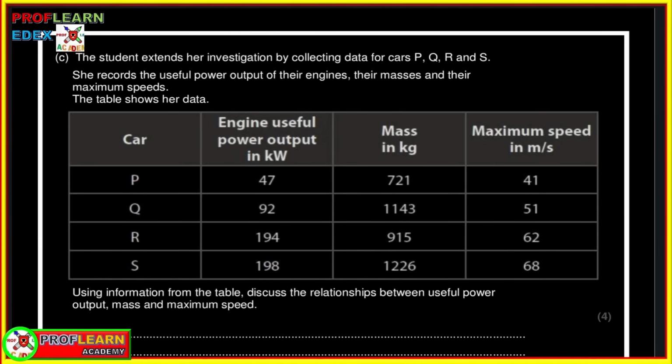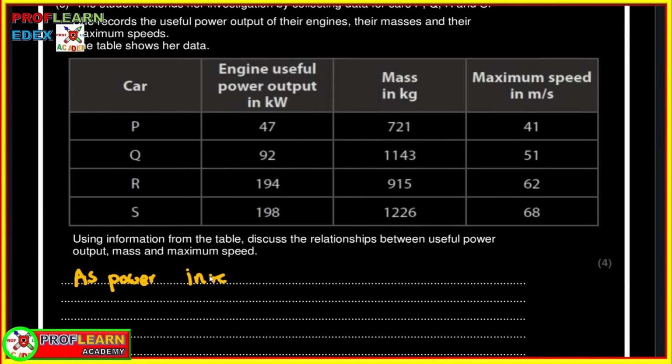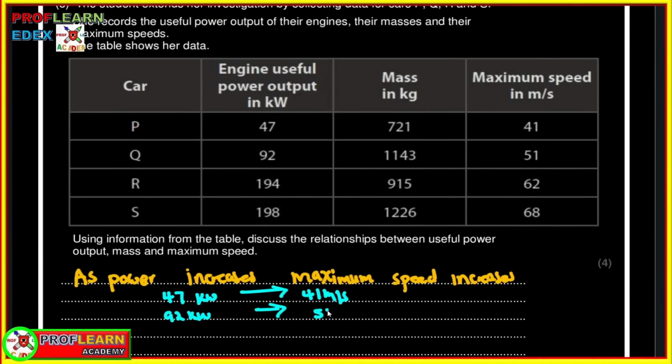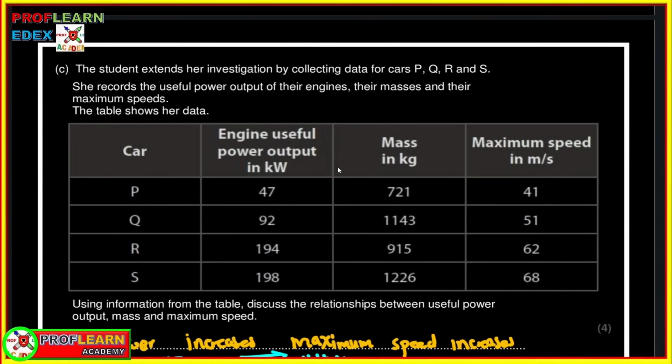All right, so we can now start by looking at the first statement. As power increases, maximum speed also increases. So you are going to support your answer by giving an example. You can see now, as the power increases, the speed also increases.